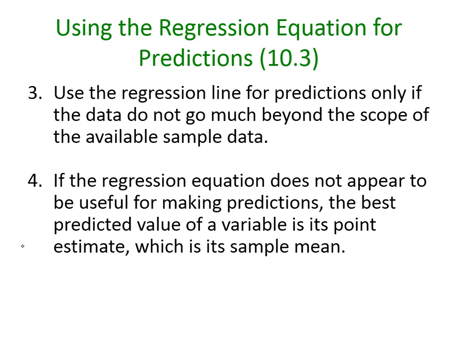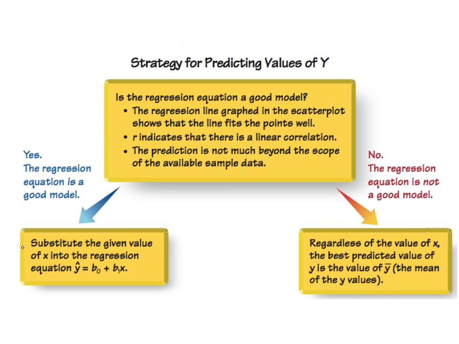So let's look at a couple examples where we're talking about these. Before we do the examples, let's look at the strategy for predicting the values of y. I think this is in your book. Is the regression equation a good model? So these are the things you have to know. The regression line graphed in the scatter plot shows that the line fits the points pretty well, so you need to look at the graph. You might use technology to look at the graphs. You don't necessarily have to plot the points for me to see that you've looked at the graph, but you need to look at the graph when you're doing these.